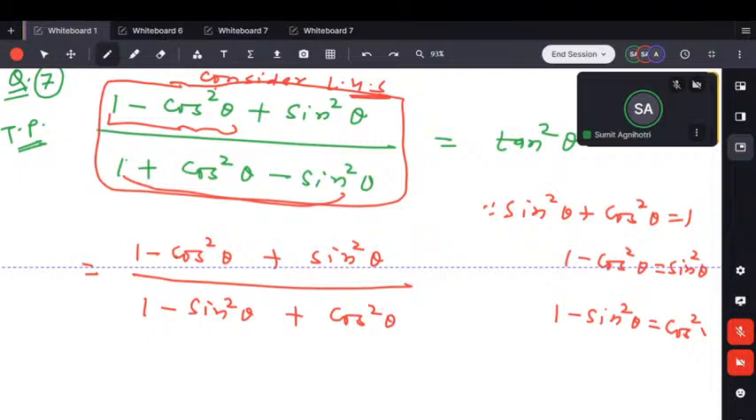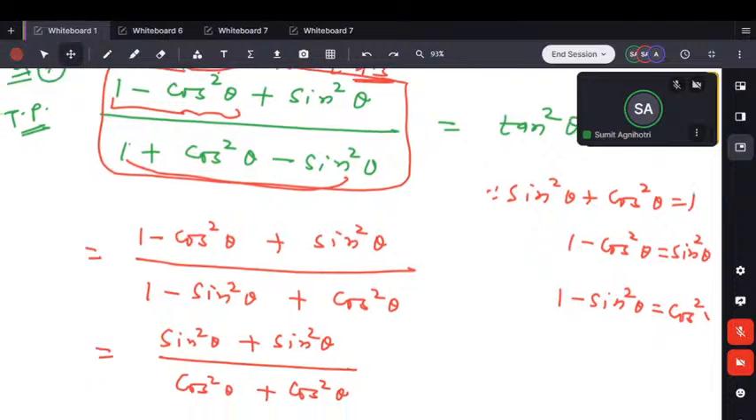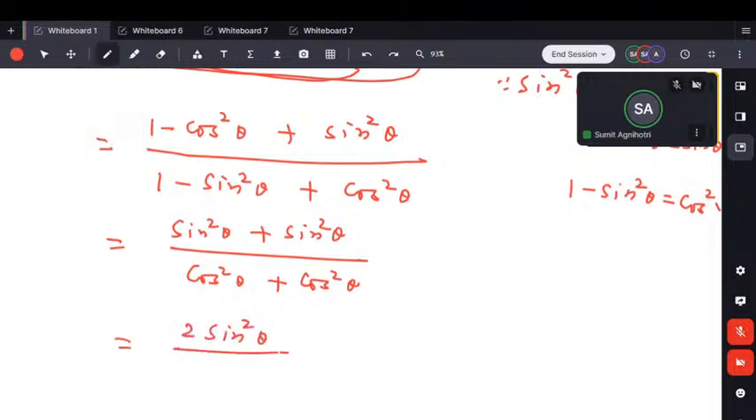Now here you can write sine square theta. You are left with sine square, one more sine square. Similarly, here you can write cos square theta, and you have one more cos square. Finally, you can add sine square with sine square. If two things are added, that means 2 times sine square. Similarly, if you are adding cos square with cos square, that is 2 times cos square. We could cancel these 2 and we got sine over cos, and sine over cos is nothing but tan theta.